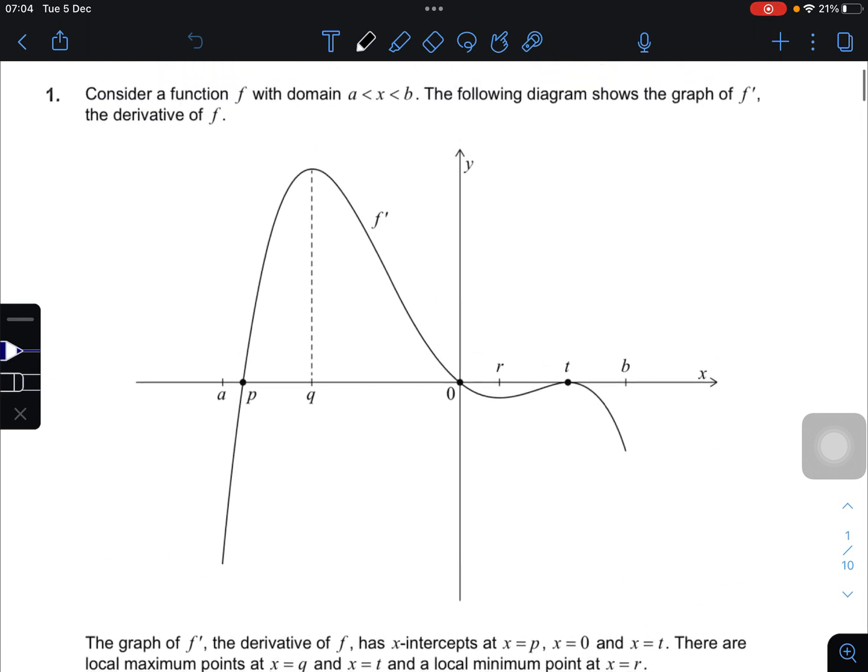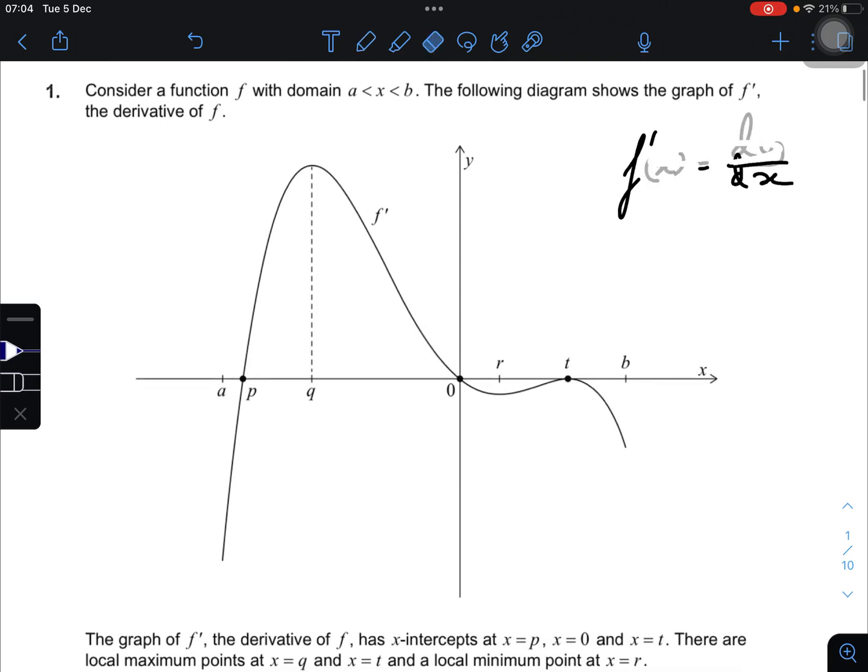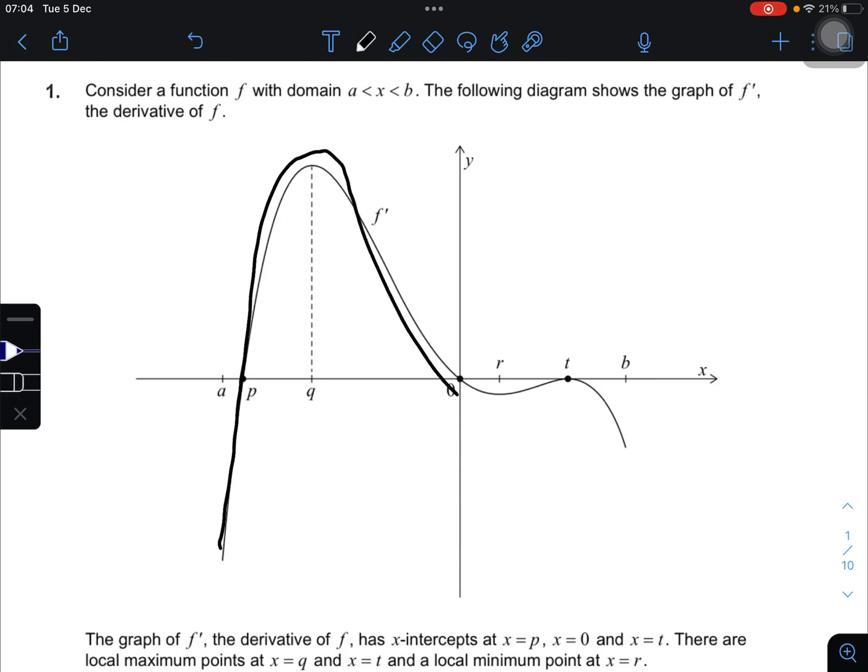So the most important thing to notice in this question is that this is the function of f dashed of x, which is the same as our differential. And so you can think about that as your gradient function. So that's what I bear in mind when we're looking at this graph. So obviously it's increasing all the way through, and then it reaches this sort of maximum point, decreasing, minimum point, maximum point, minimum point.